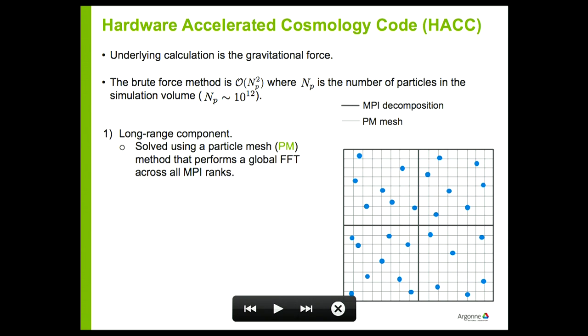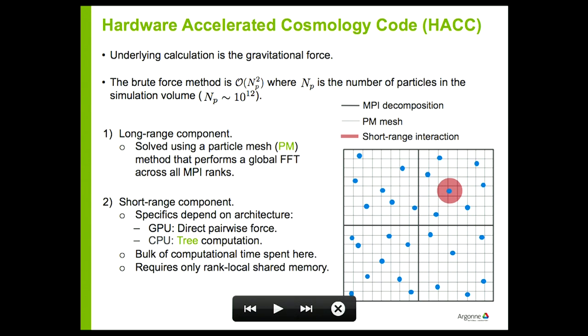For HACC, this is a two-stage approach, where the first thing we do is we lay down a particle mesh, whereby each MPI rank then interpolates the mass of its local particles onto its local mesh, and then the gravitational Poisson equation is solved on the global mesh using MPI parallelized Fourier transforms. The second thing that we do is we append to this long-range gravitational force a short-range gravitational force interaction.